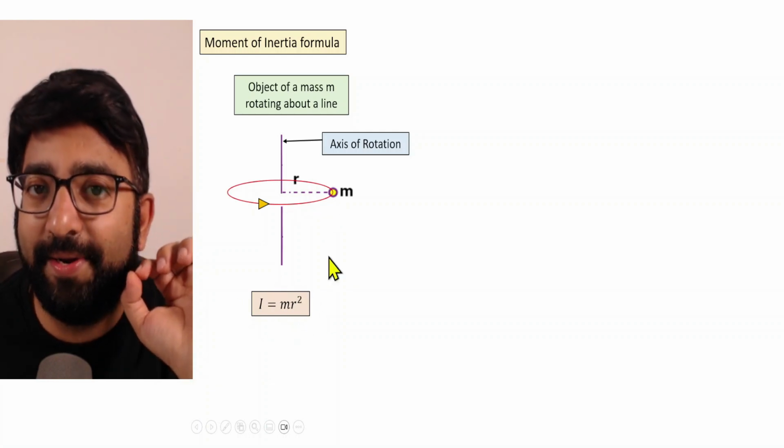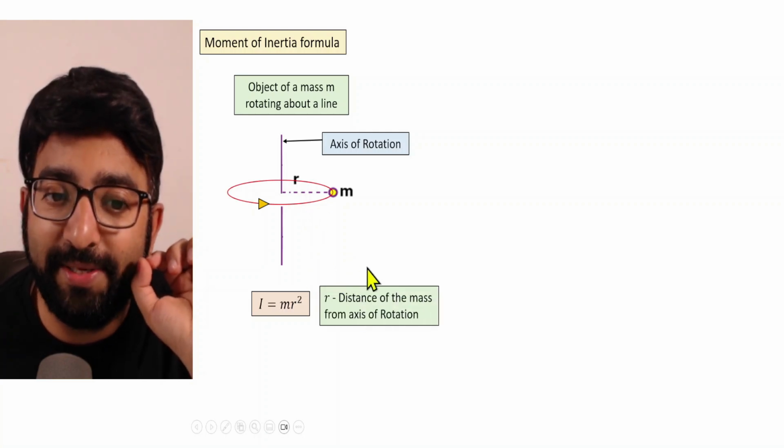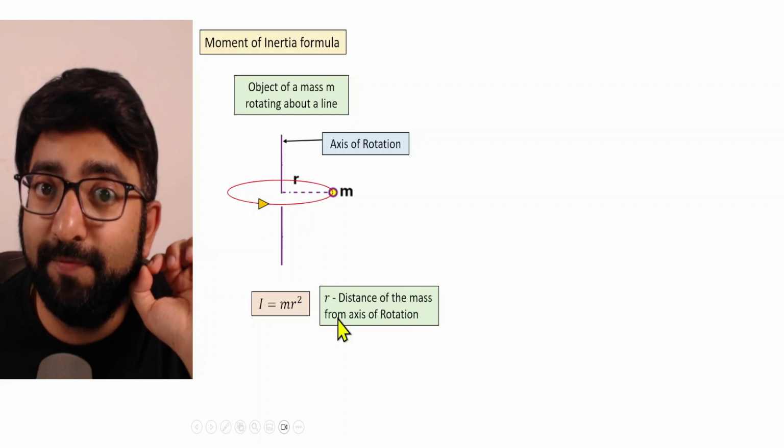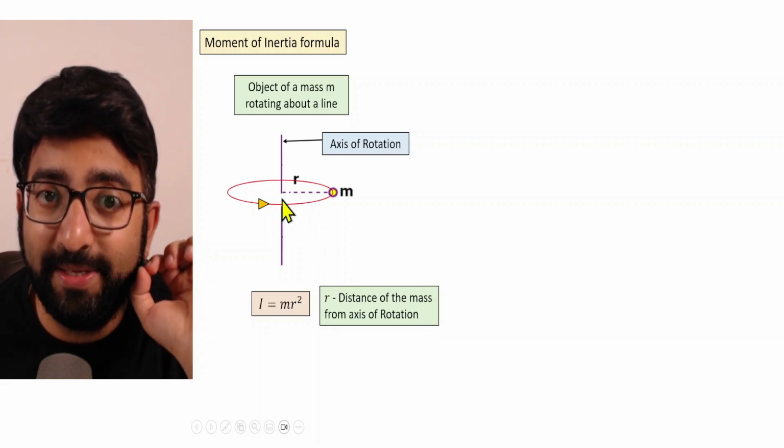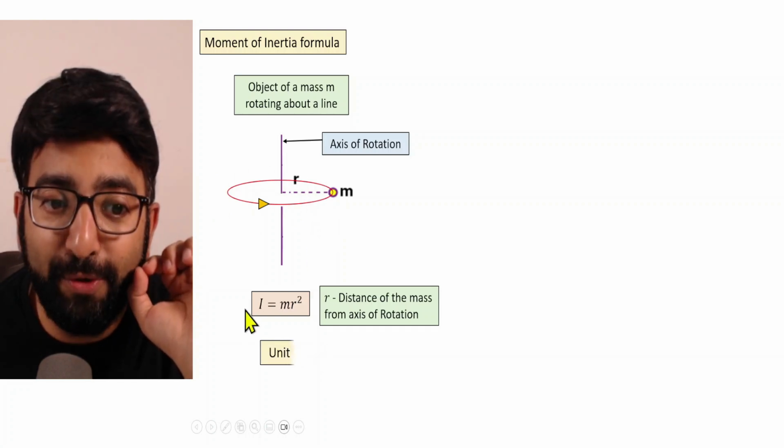In this case, r is radius, but we should know the general definition of r. So r stands for the distance of the mass from the axis of rotation. And in this diagram, this r is actually the radius of the circle. Now, coming to the unit.